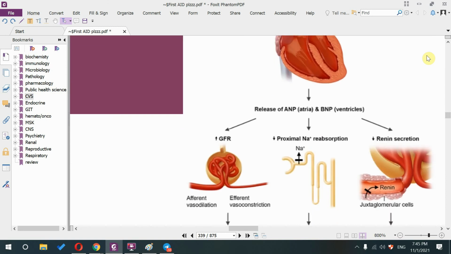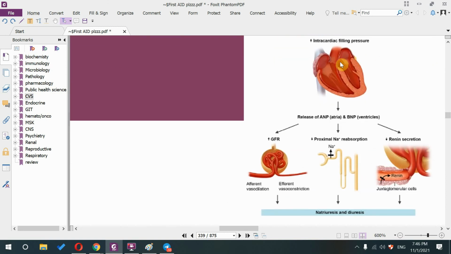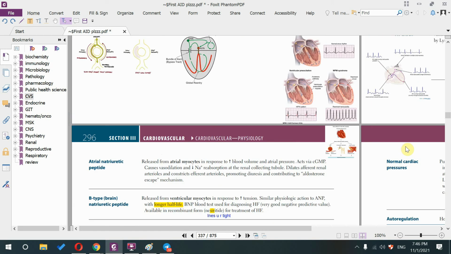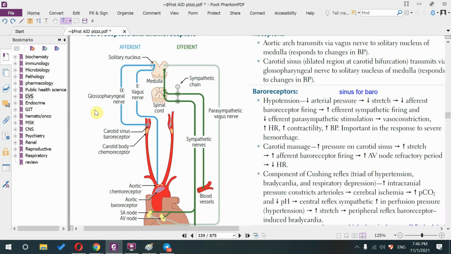So here you can see the function of ANP. You can see it's released from the heart due to increased intracardiac filling pressure, and that increases your GFR. We spoke about how it causes afferent vasodilatation and efferent vasoconstriction. We said it decreases the reabsorption of sodium, and lastly, it decreases the renin. If you have less renin, you have less RAS system activation. If you have less RAS system activation, you have less sodium.